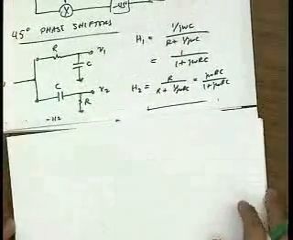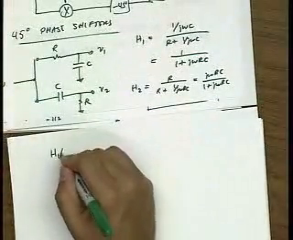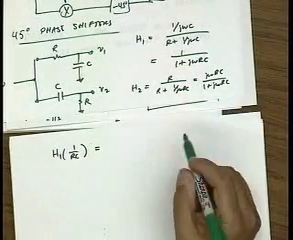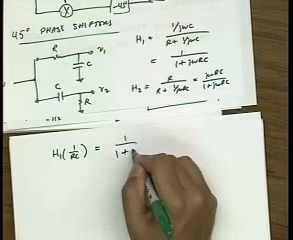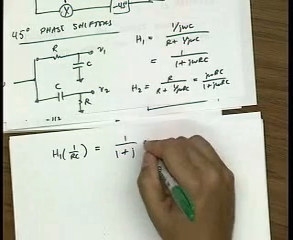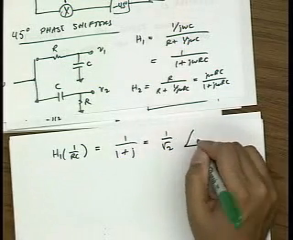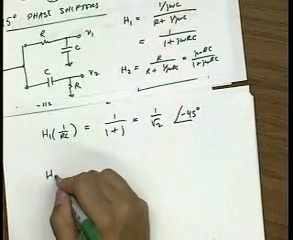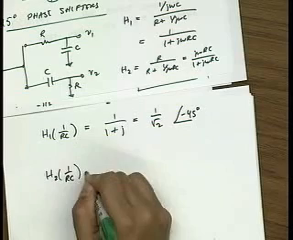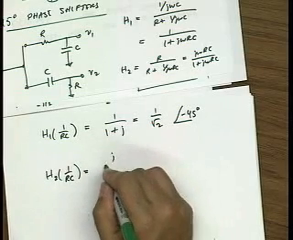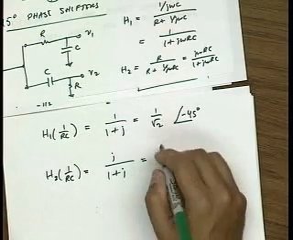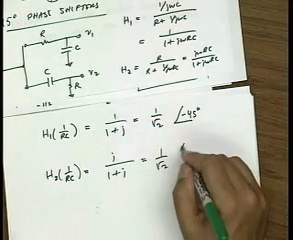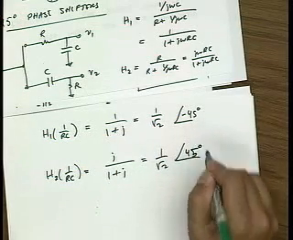Let's see what happens at the frequency 1 over RC. Well, H1 just gives us 1 over 1 plus j, which is 1 over square root of 2 with an angle of minus 45 degrees. And H2 at frequency 1 over RC is just j over 1 plus j, which is also 1 over root 2, with angle 90 minus 45, or plus 45 degrees.